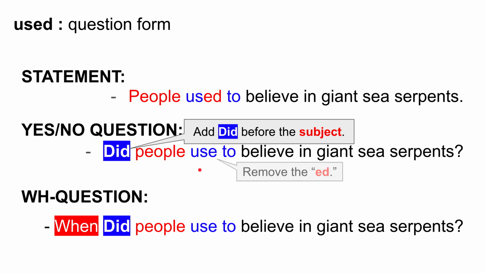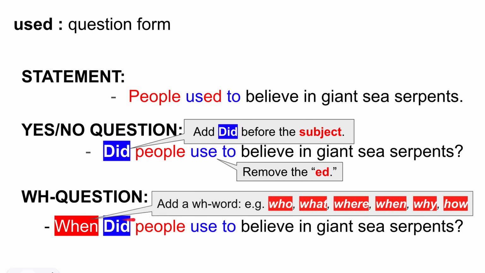Also, very important, we remove the ed from the end of used. Okay, whenever I use did, I do not write or say used. Okay, I delete it. Remember that did is an auxiliary helping verb that takes the tense. If I want to write a WH question, then I just add a WH word: who, what, where, when, why, and how. So, when did people used to believe in giant sea serpents?